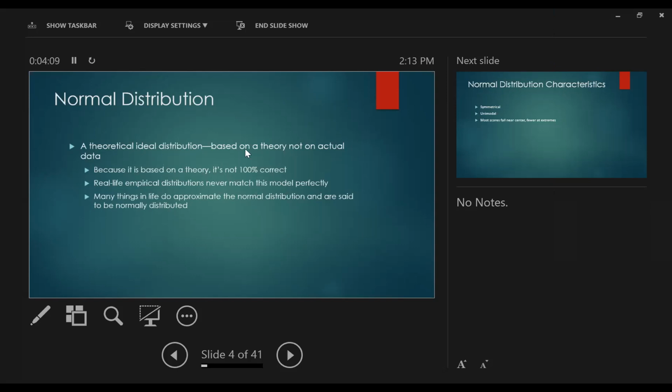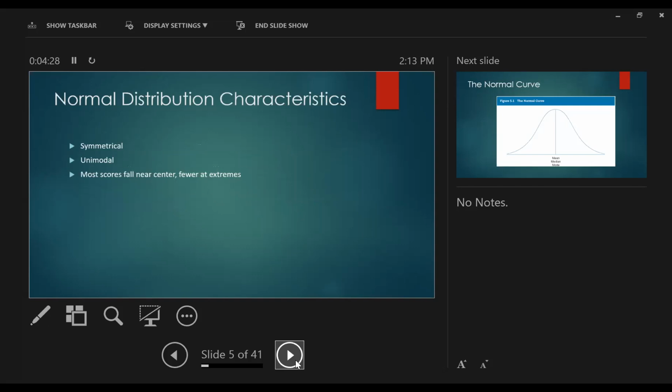So it's important to recognize that our normal distribution is really just an ideal. It's not always 100% correct or representative of what you actually see in the real world. So again, it doesn't match it perfectly. All we can do is approximate it and speak to it in relation to the normal distribution. So again, a normal distribution is symmetrical. You can split it down the middle and it has equal sides on either end. It is unimodal, meaning it only has one peak or one mode.